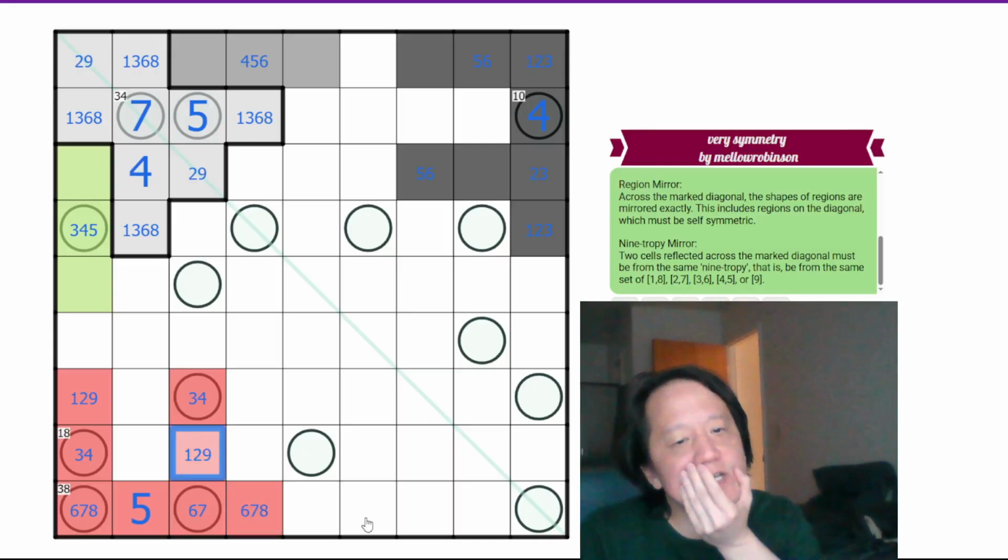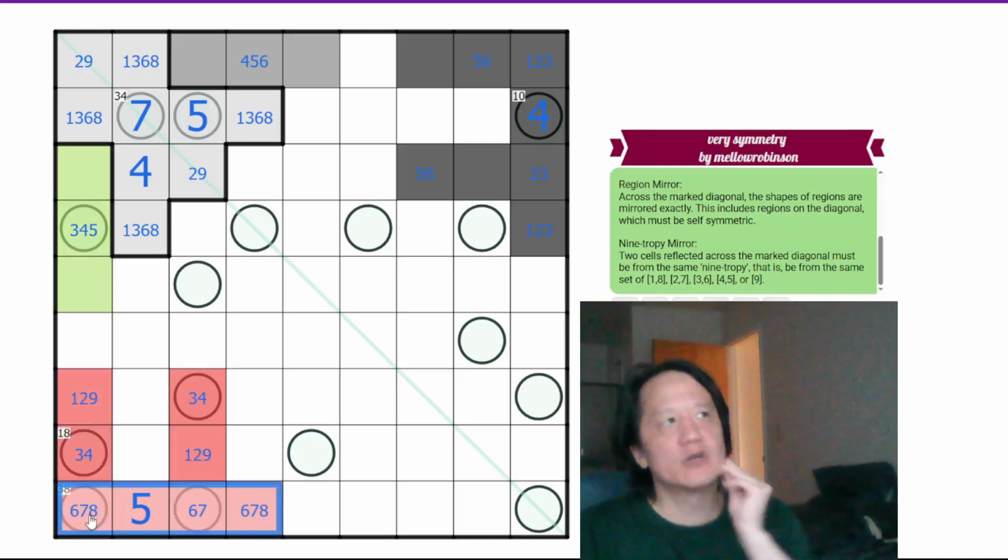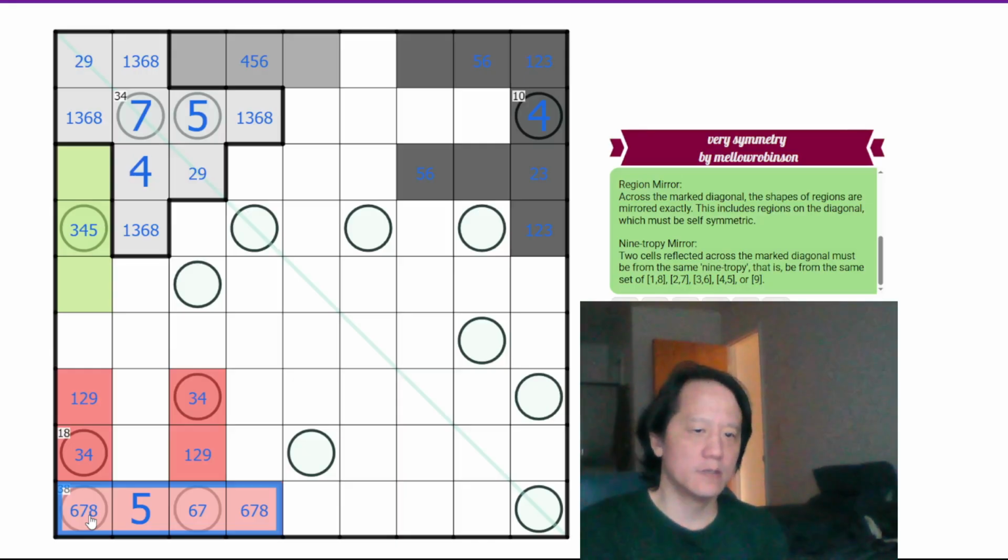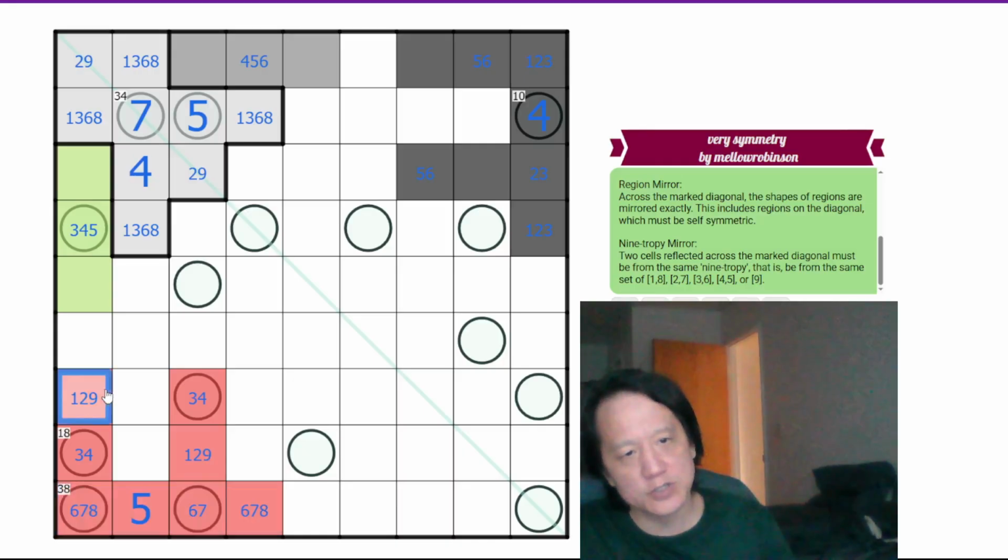This can't be 9. We see 38 here. So what are we missing? We're missing 3 digits adding up to 7, which is 45 minus 38. So that would be 1, 2, and 4 missing. So this could not be 1 or 2 here. It would be 9. No 9 here. This could not be 4.